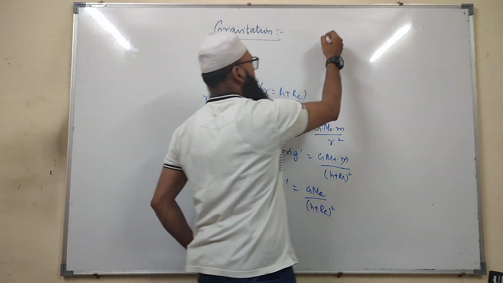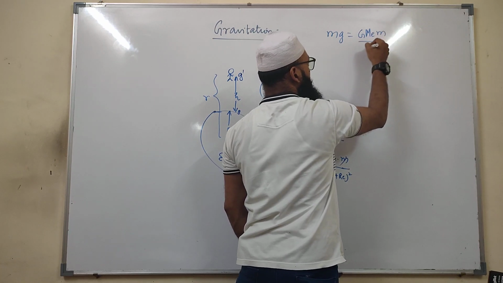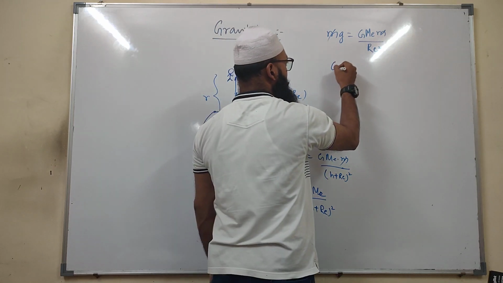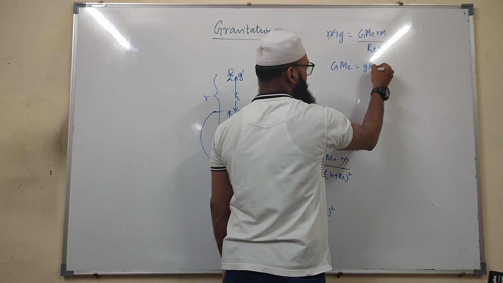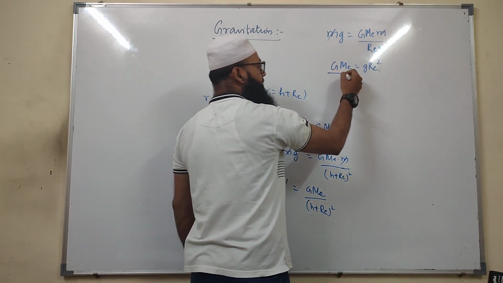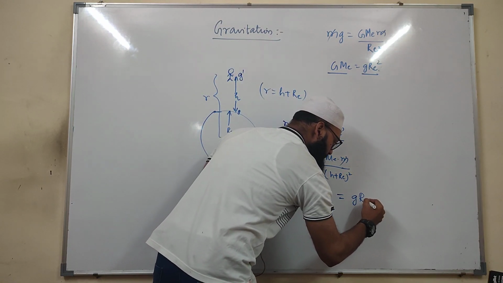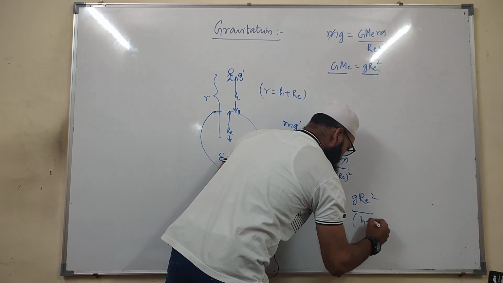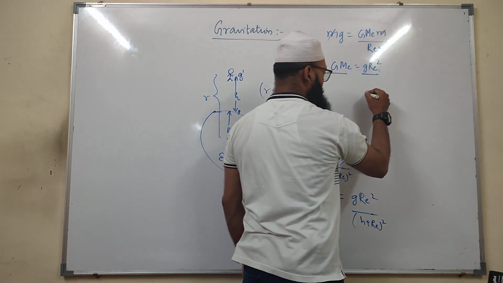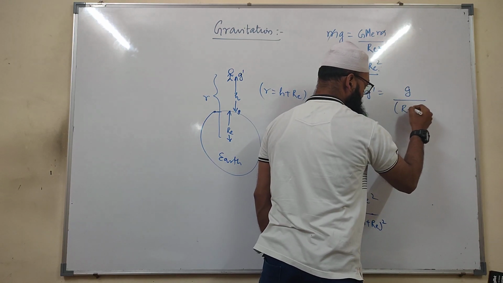Now we have seen that when we were on the surface, there was a force mg, and this force mg was equal to G Me into m upon Re square. Then we cancelled m with m and said that G Me is equal to g Re square, by cross multiplication. So we are going to put this G Me equal to g Re square here. Now g dash is equal to, in place of G Me put g Re square, and this is h plus Re whole square. Okay, so now g dash can be written in another way as g dash is equal to g times Re upon Re plus h, the whole squared.